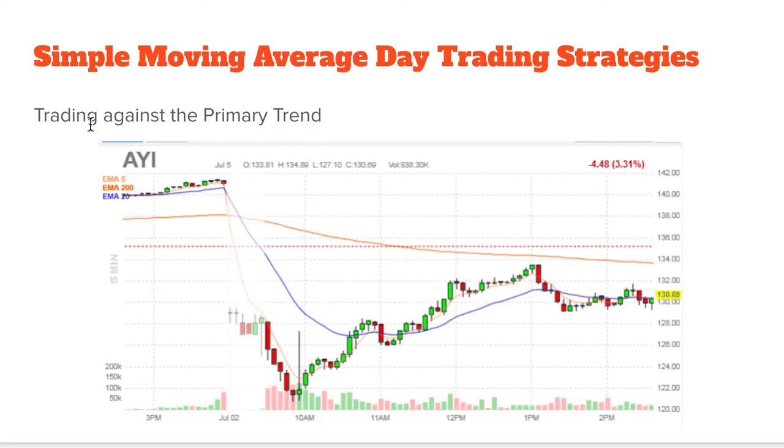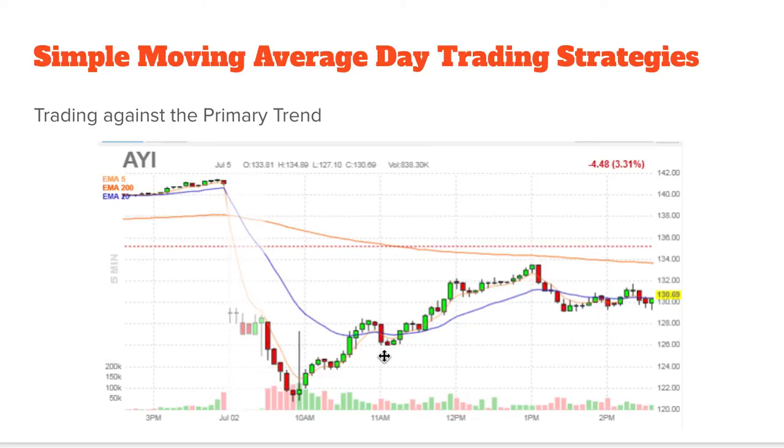Now let's talk about trading against the primary trend, right? We talked about trading in the direction of the trend. What if you want to trade against the primary trend? So in this one, the stock is actually falling, and the stock price is below the 5-day moving average, right? So your general intention would be to go short, right? But if you'll be trading against the primary trend, you have to take one step higher, which means you have to take a look at the higher time frame.